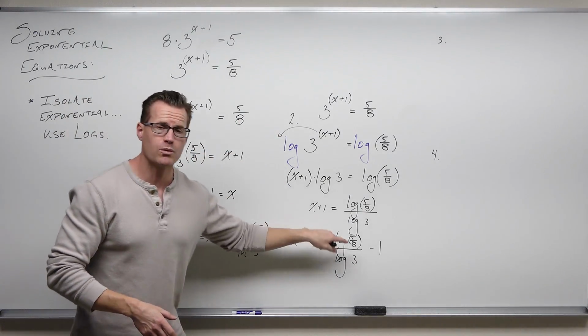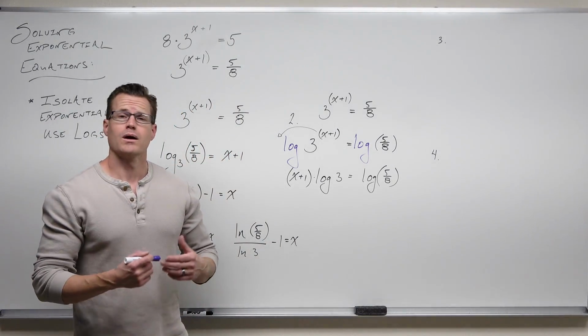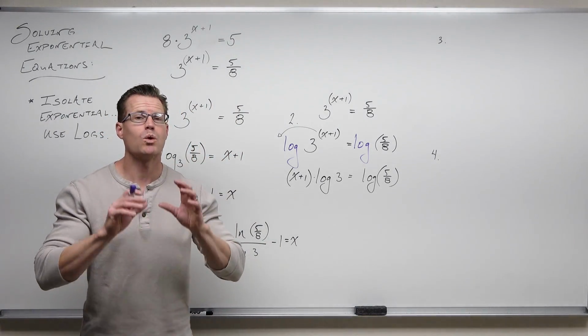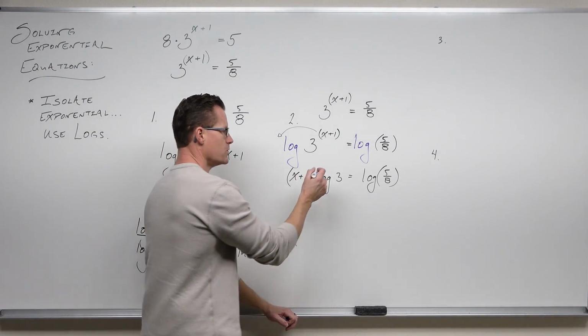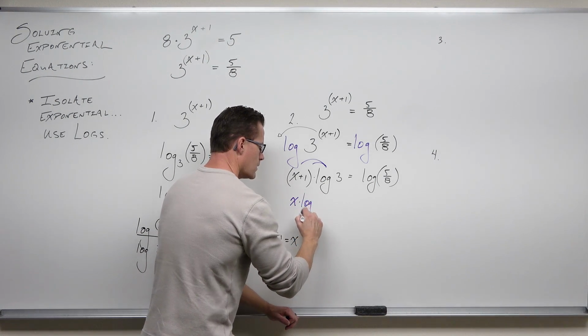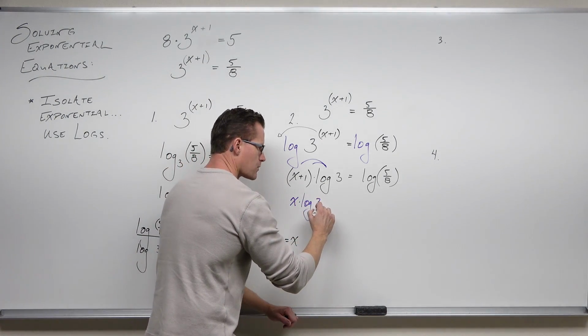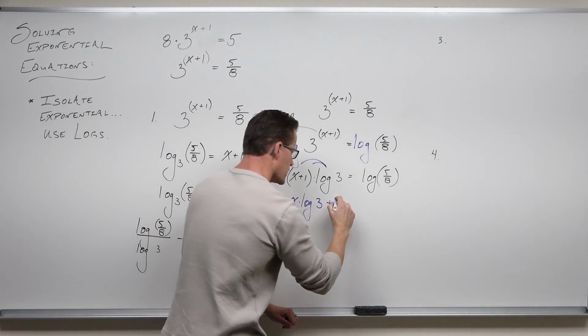So this is cool. We've already seen it. It's exactly the same thing. Now, what if we chose to distribute? Something you will have to do in some of the examples moving forward. If we choose to distribute, we get x times log of 3 plus 1 times log of 3, which is just log of 3.